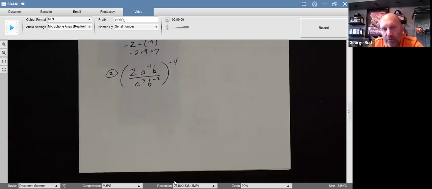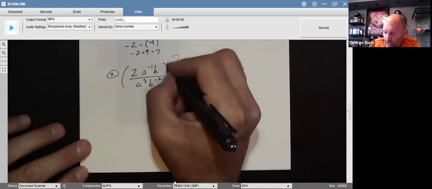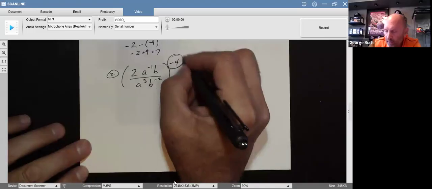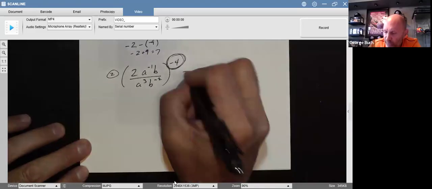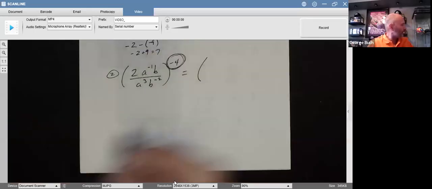You could combine everything inside. You could bring in the negative 4 using our exponent rules. But my suggestion to you, and it's going to save you a lot of headache later, is get rid of this negative 4 first. And so we do that how? We flip everything that's inside. That was our rule number 4, I think it was.